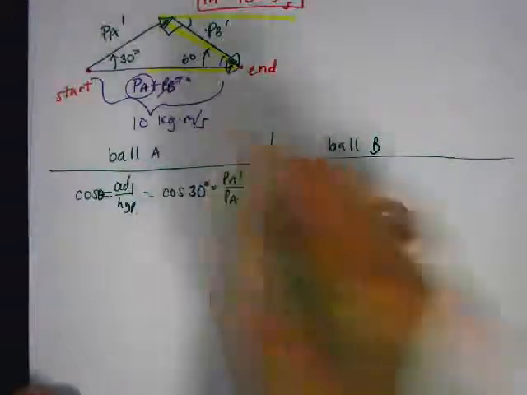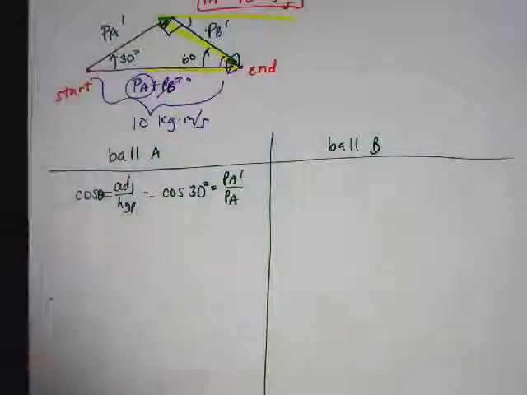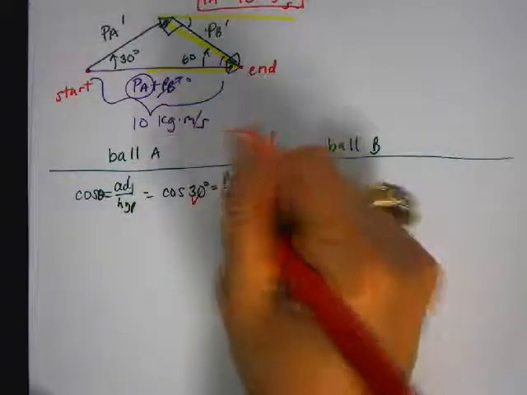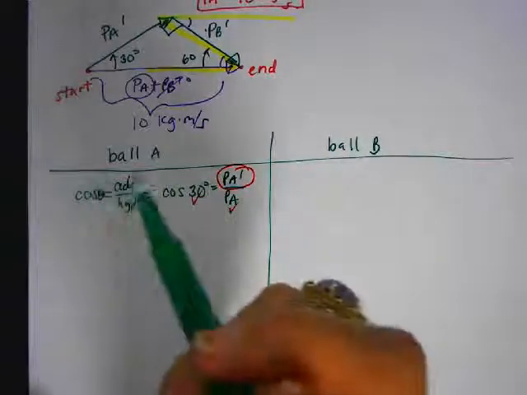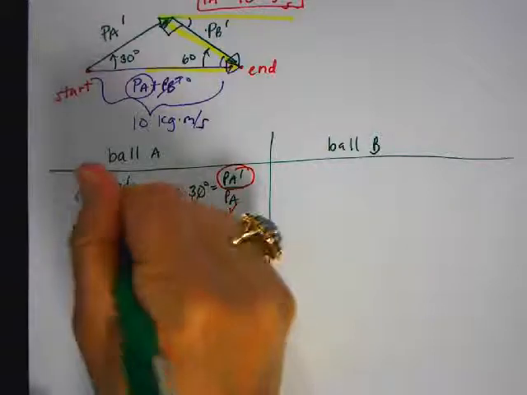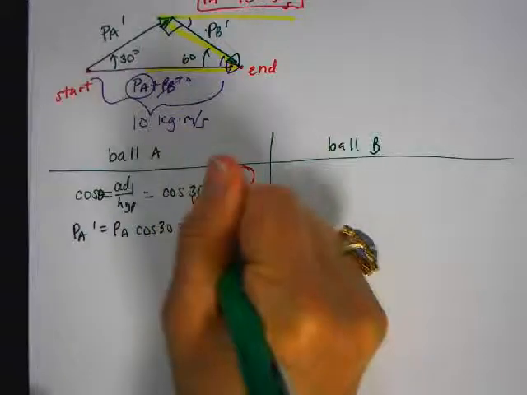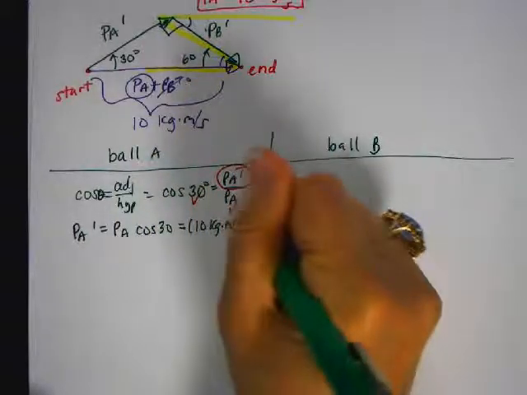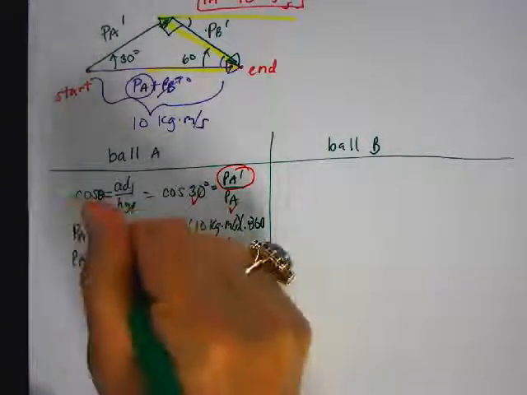Now, I know this, and I know this. The only thing I don't know is this. So I'm going to rearrange the equation to solve for the unknown in terms of the known. So PA prime is equal to PA cosine of 30, which is equal to 10 times the cosine of 30. So PA prime ends up being 8.7 kilogram meters per second.